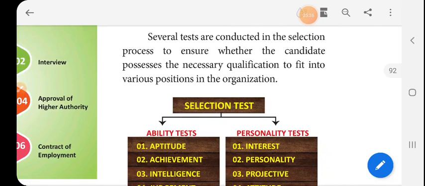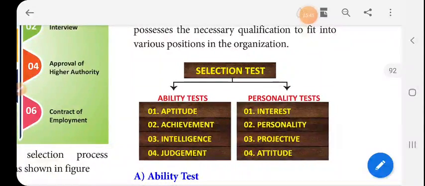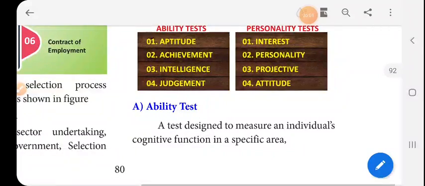The selection test may be divided into two types: ability test and personality test. Under ability test, we have four tests: aptitude, achievement, intelligence, and judgment. Under personality test: interest, personality, projective, and aptitude. So first, we are going to see about the ability test.